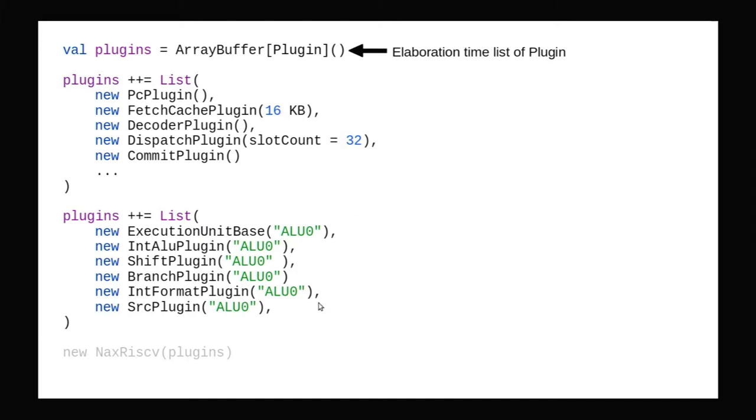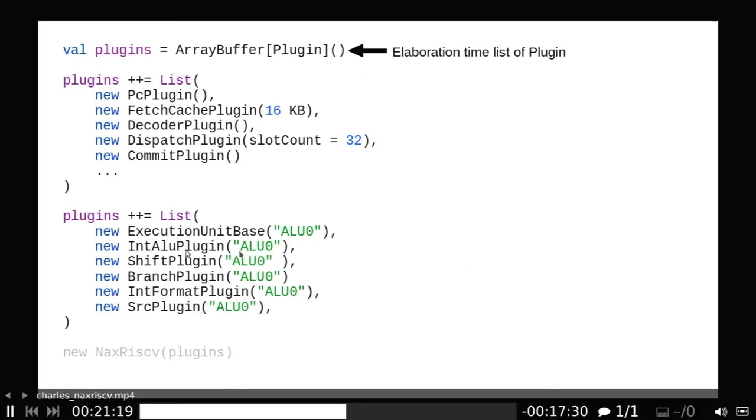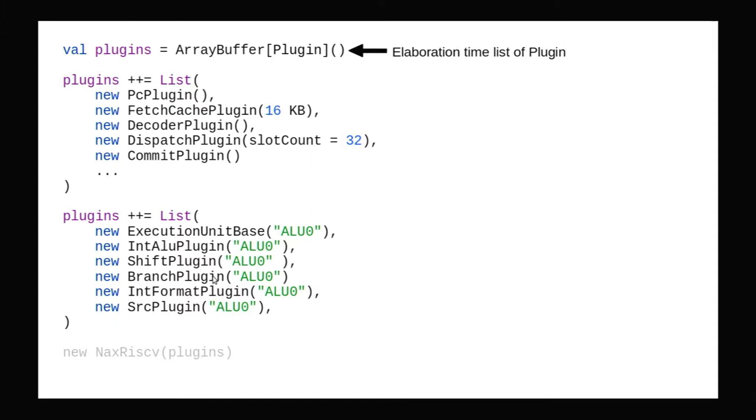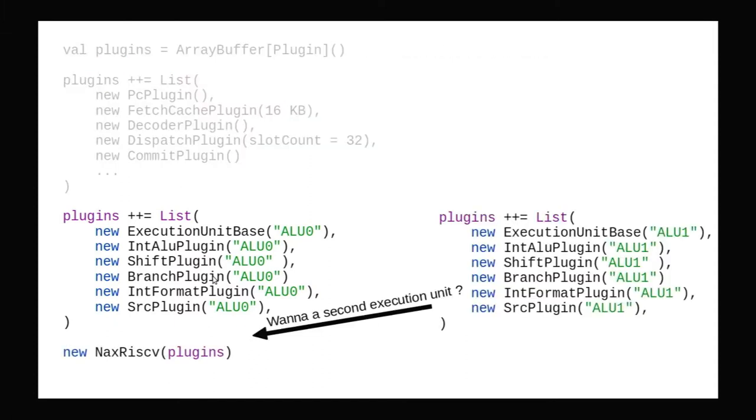Which makes things really flexible. Like if you want to add an execution unit, like ELU0, you come and add an execution unit base, which is a skeleton of pipeline execution unit, and then you can compose this skeleton with a few other plugins, which will negotiate things with the execution unit base to implement their behavior, like adding some instructions, shift instructions, branch instructions, and so on. And if you want to add a second execution unit to make the CPU faster, you just come and add another set of plugins with another key, like ELU1. And yeah, things will compose themselves.